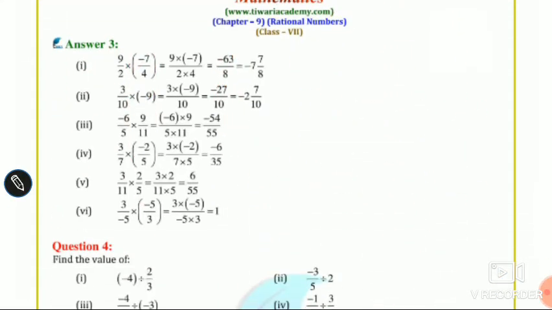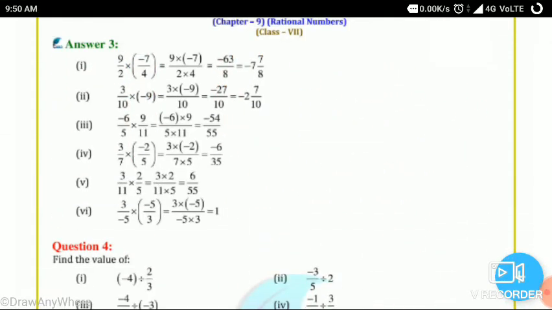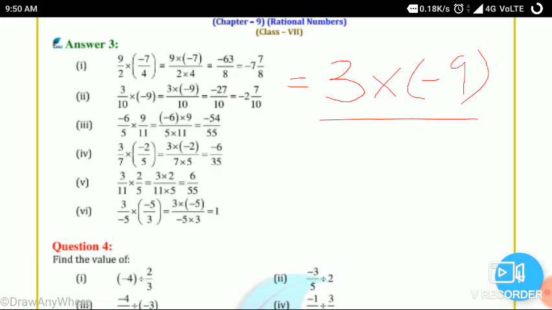Okay, now see question number 2. 3 upon 10 multiply minus 9. So here in numerator 3 multiply here minus 9. Okay, and the denominator is a 10, right? So 9 3s are 27, plus multiply minus is equal to minus, so minus 27 upon 10. This is our answer. Okay, and if you want to find it into mixed fraction, you can. How?